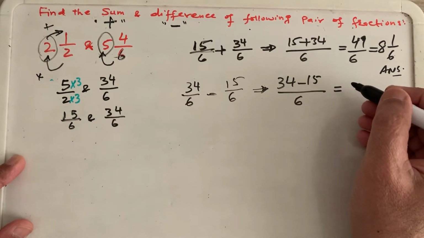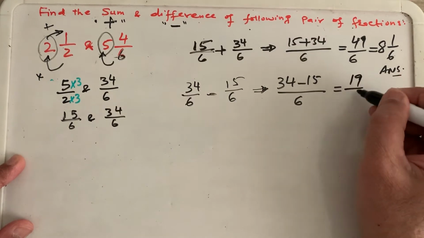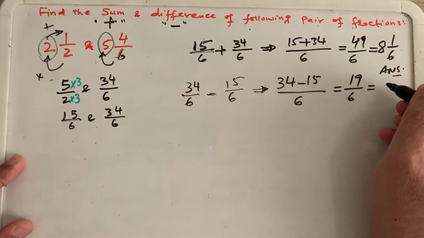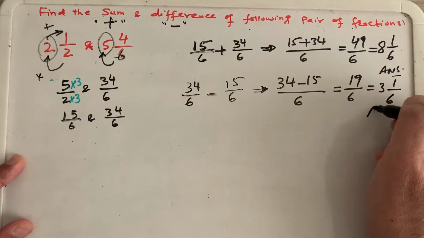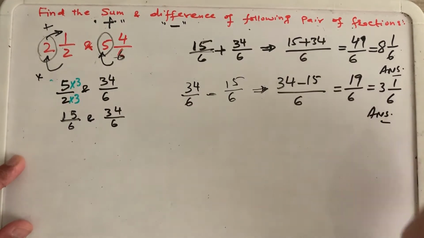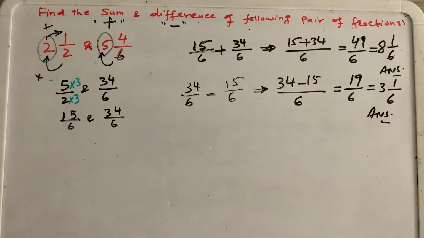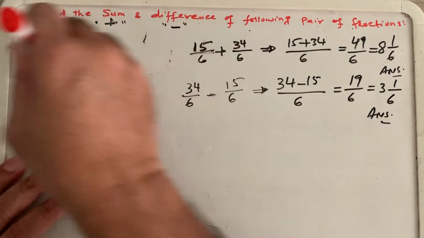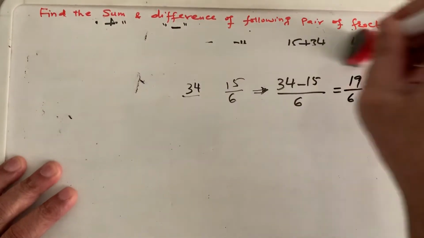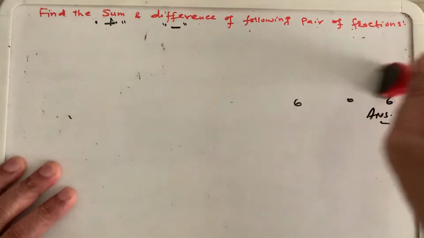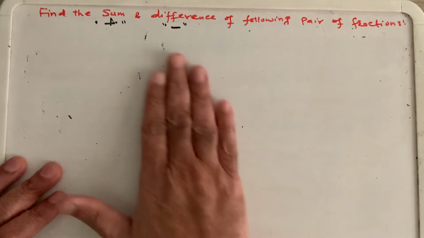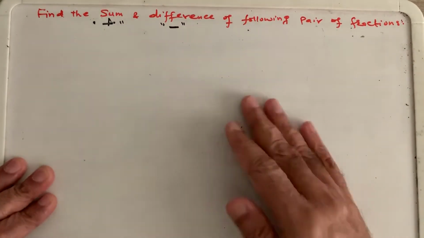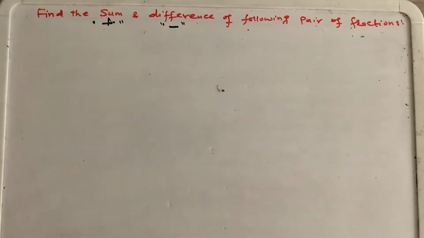34 minus 15 is 19. 19 divided by 6, and if you convert it back into the mixed fraction, 6 threes are 18, so 3 and a 1 by 6. You have the same answer. So you can do it either way, it just depends how you practice your math. So we will take another one, and then we will see which way you practice.